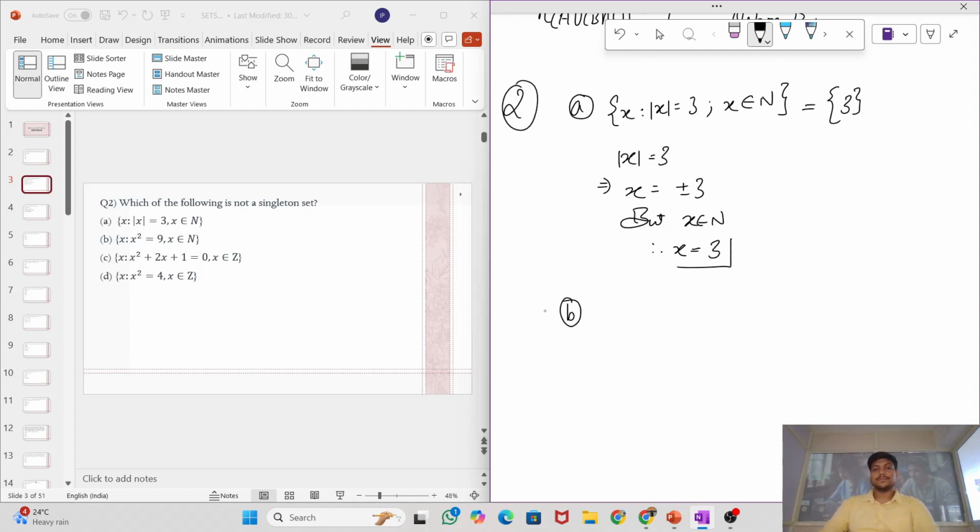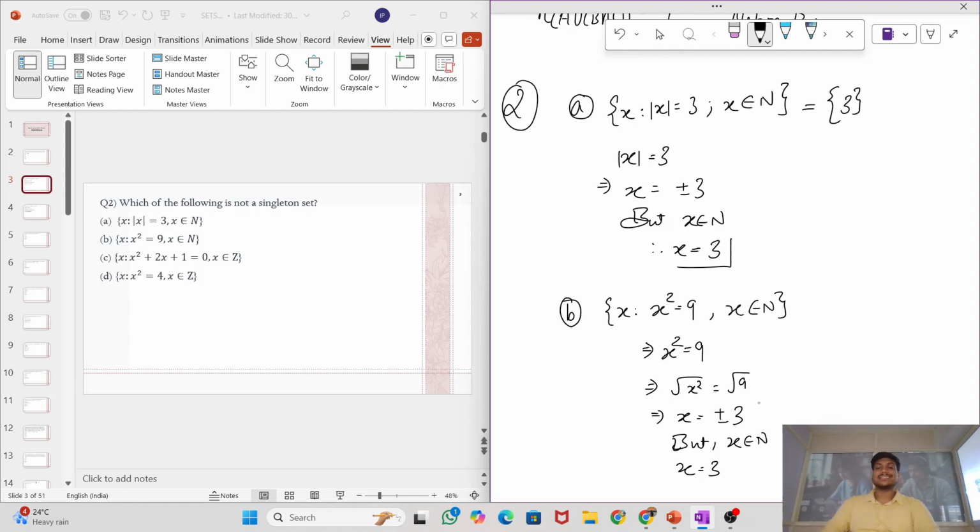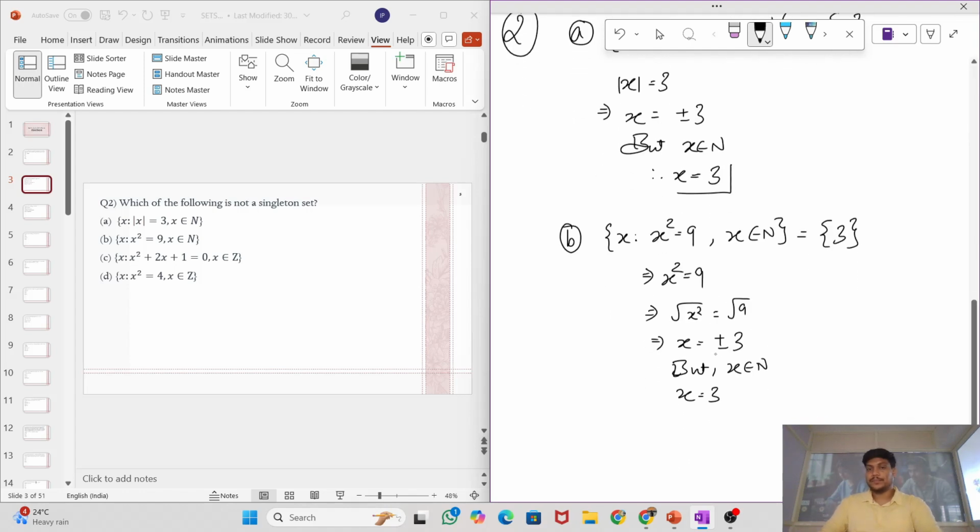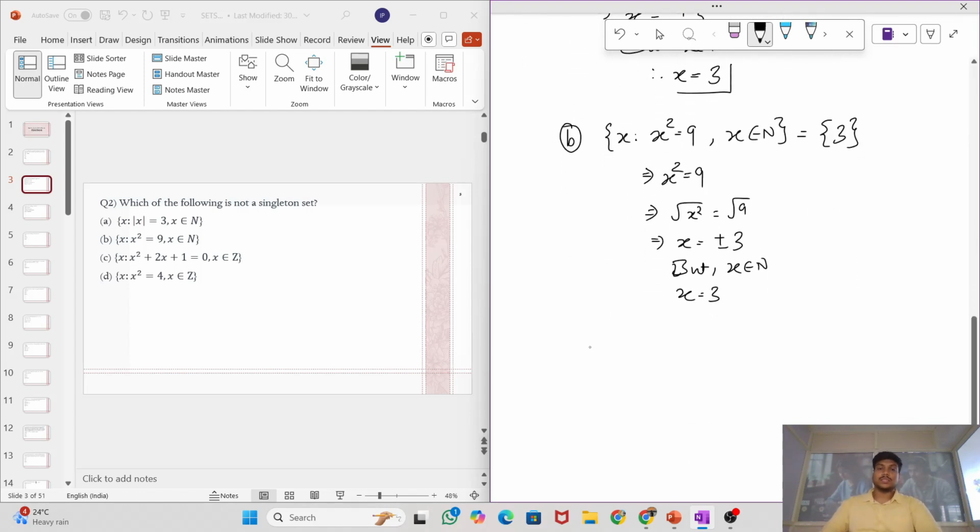Let's talk about option B. Option B is x such that x square is equal to 9 and x belongs to natural numbers. If I take the square roots on both the sides, what will I get? I'll get x is equal to plus or minus 3. But here as well, x belongs to natural numbers. So the valid value of x is again 3 because minus 3 is not a natural number. So this set would also have a single element, that is 3. Sorry, this is also a singleton set.